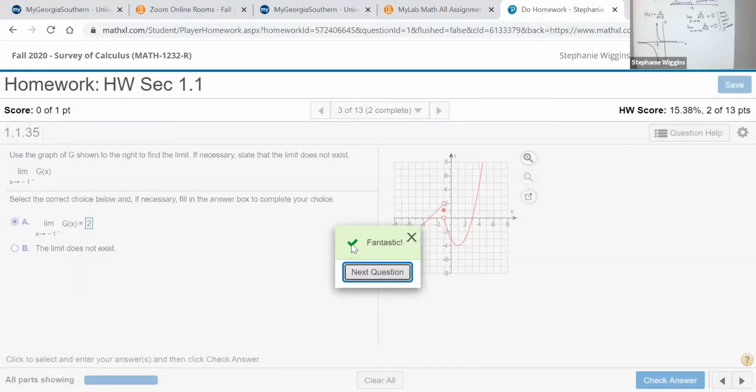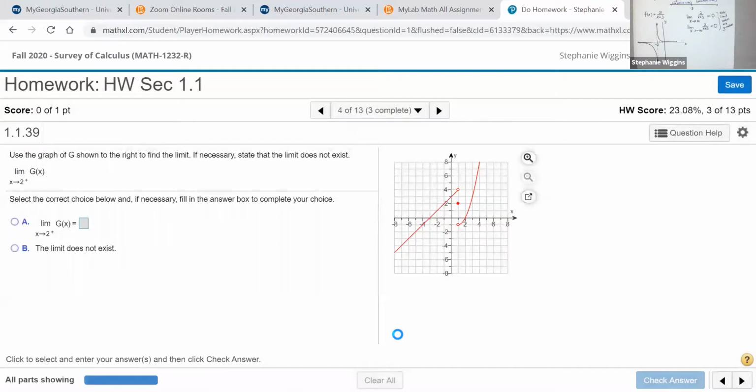Okay, you kind of get a feel for this. I hope this helps by going through these problems.